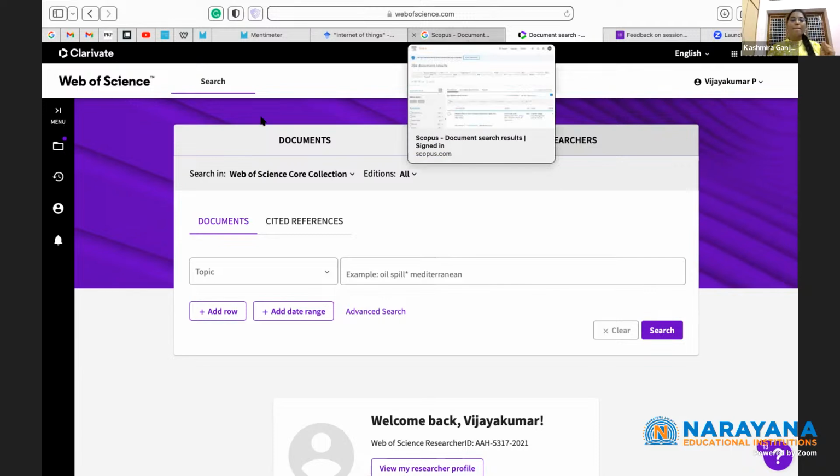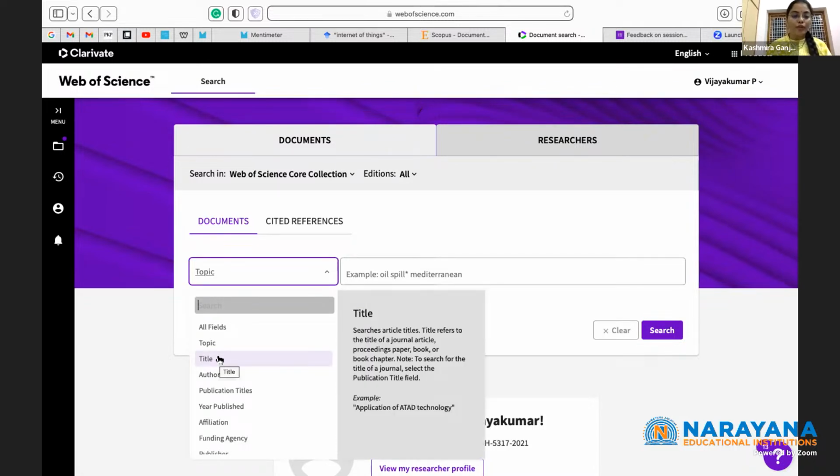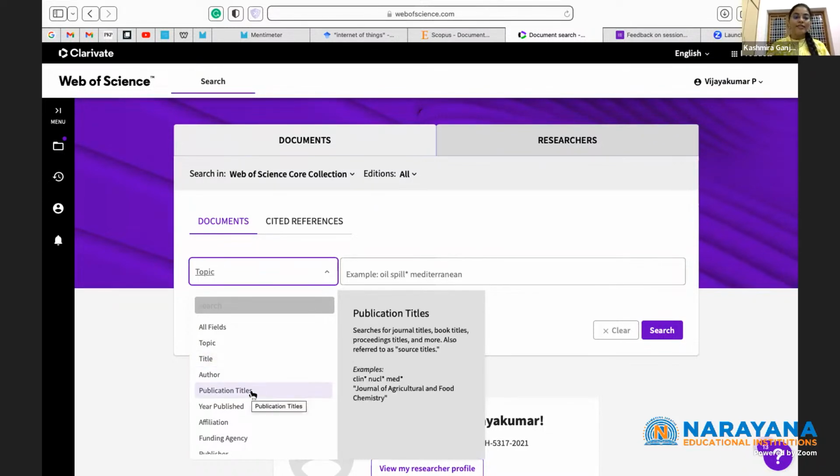So I'll show you how to make use of Web of Science also. This can be logged in using only a registered email ID in Clarivate. Once you sign in, only then can you make use of this Web of Science page. And here also you can choose your topic based on your criteria. Topic will search in abstract, title, author, keywords, and also only by title if you want, or only by author name, only the publication titles, year published. So you can choose based on your interest.